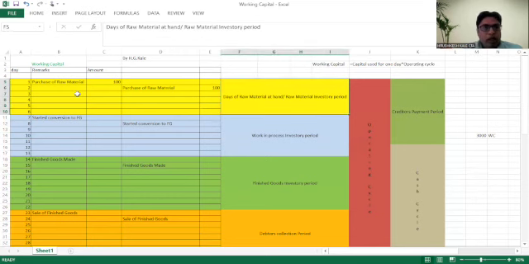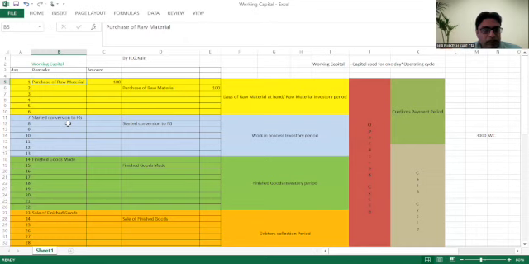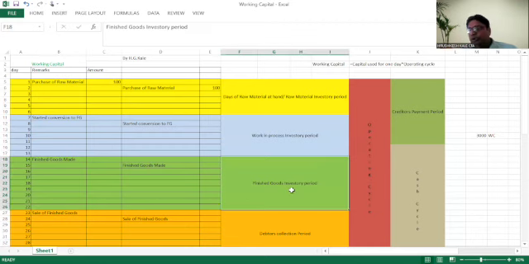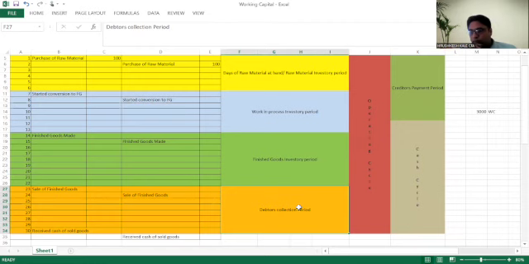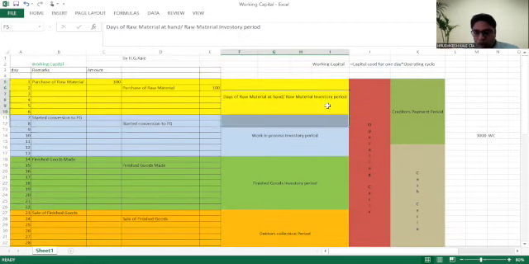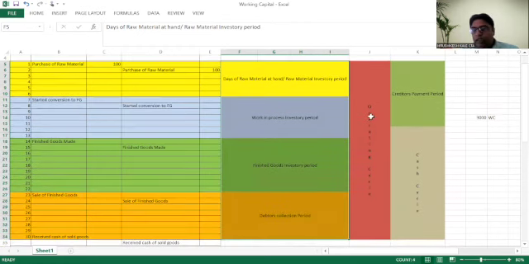Now, the period from purchase of raw material till the start of conversion to finished goods is called raw material inventory period. Now, from start of conversion of finished goods to completion of finished goods, we call it work in process inventory period. From completion of finished goods to actual sale of goods, that is called finished goods inventory period. From sale of finished goods till receipt of cash, that is called debtors collection period. Now, the addition of all these periods is your operating cycle.